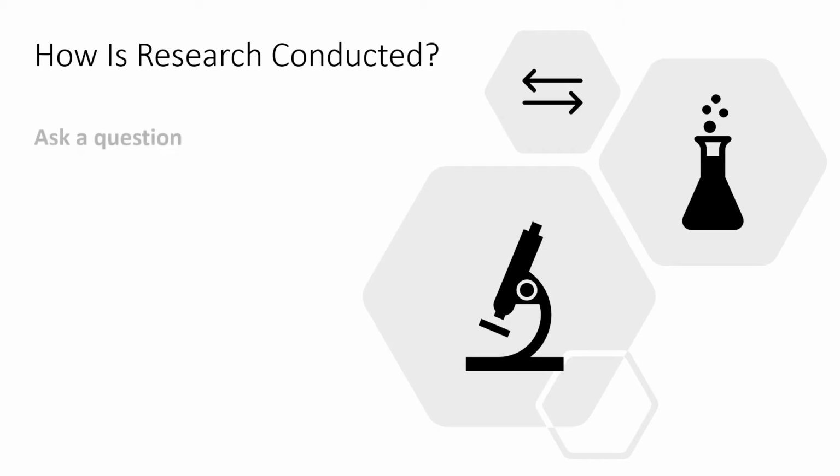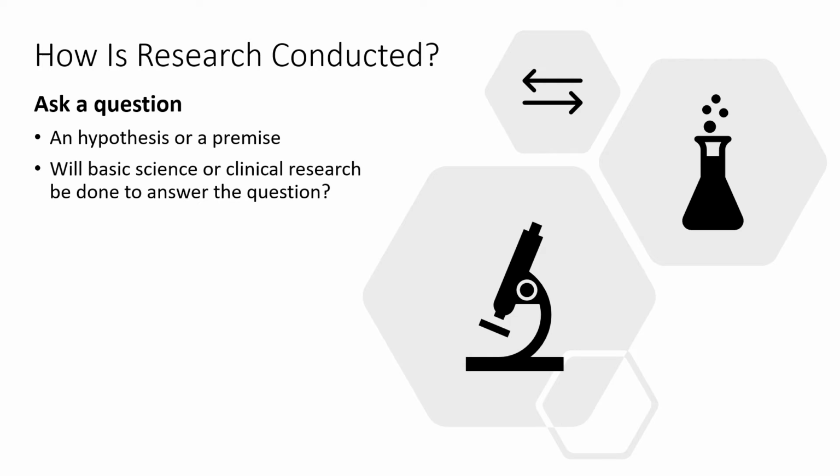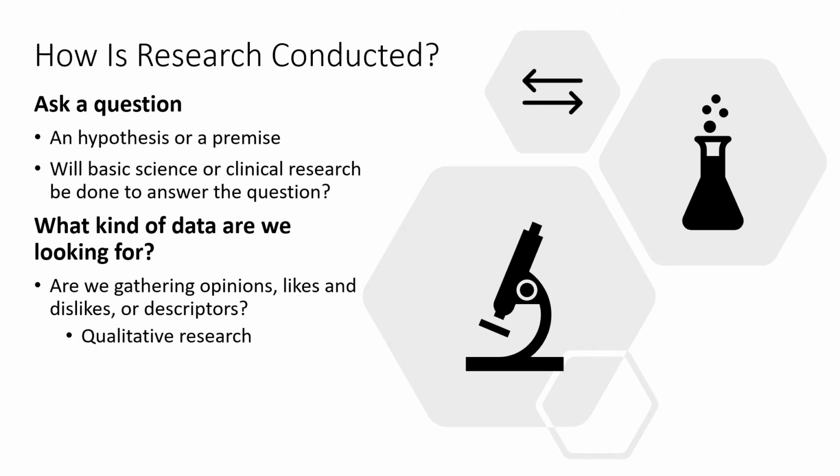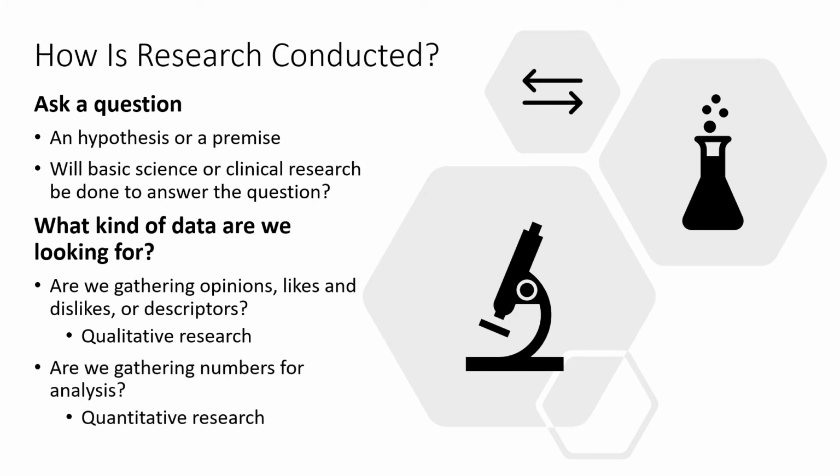How is research conducted? Well, first of all, we start out by asking a question. So we're looking at a hypothesis or a premise. Do we want to find out, is this going to be something that's done through basic science or clinical research? We'll answer that question, and I'll tell you more about what that is in a couple slides here. So what kind of data are we looking for? Are we gathering opinions, likes and dislikes, or descriptors, which would fall under the category of qualitative research? Or are we gathering numbers for analysis, which falls under the category of quantitative research?